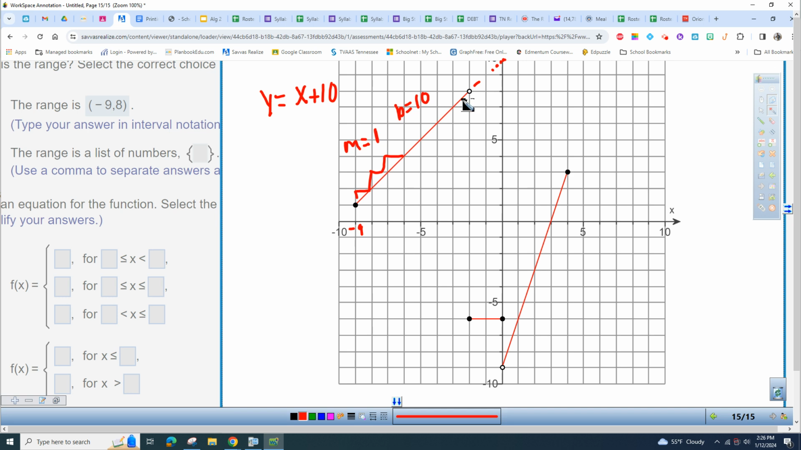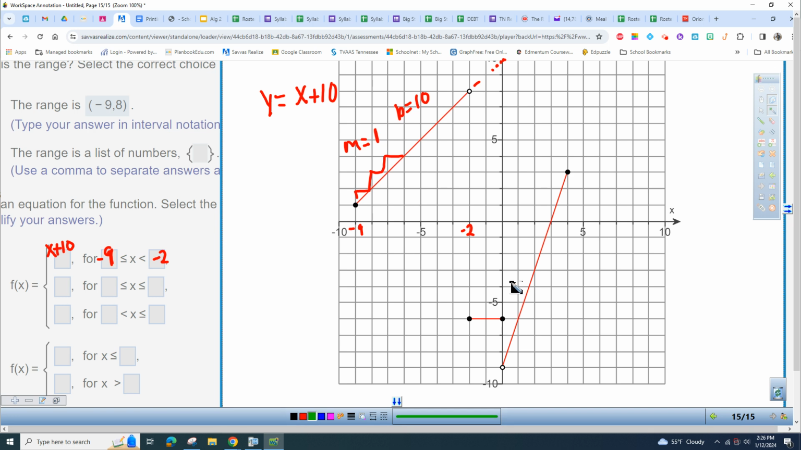-9 to -2. Closed, open. So I'm going to go ahead and transfer that information over and put this as -9. See the close there? And then -2, which is open. And then this would be x plus 10. So that's our first little deal.